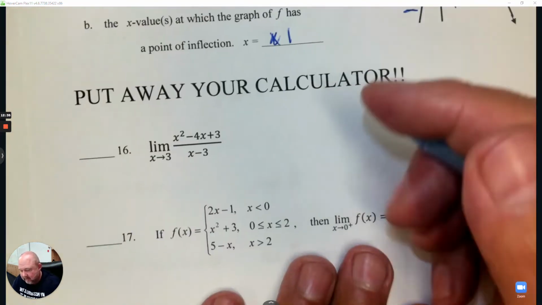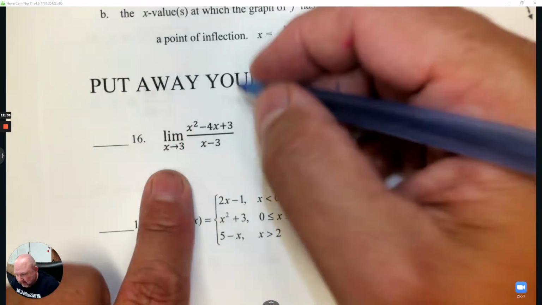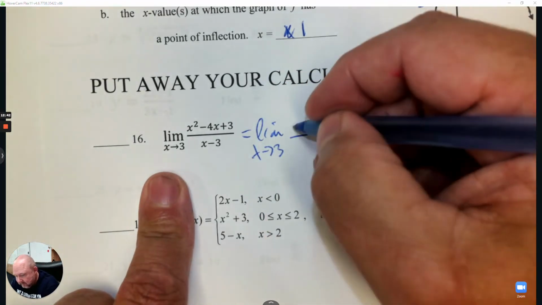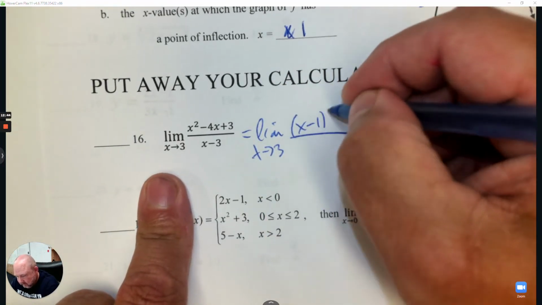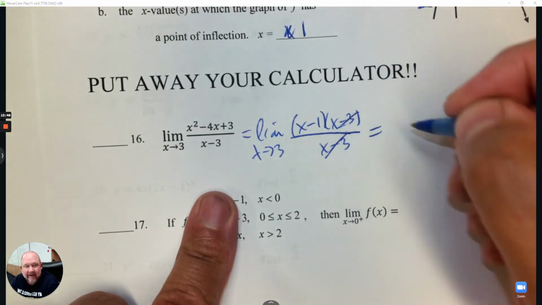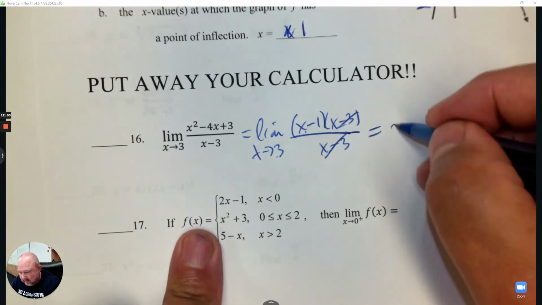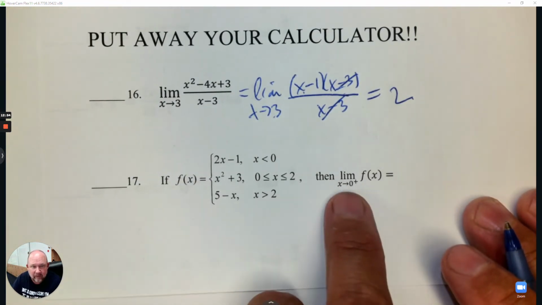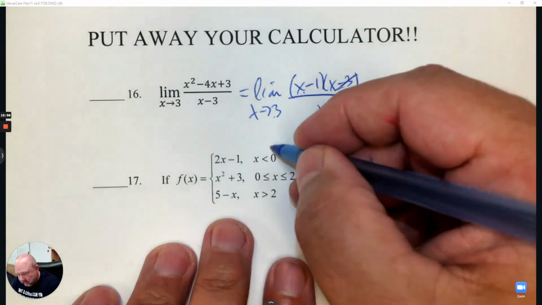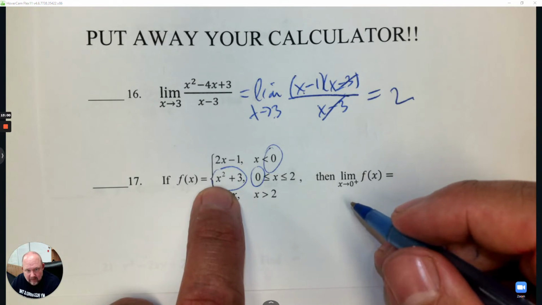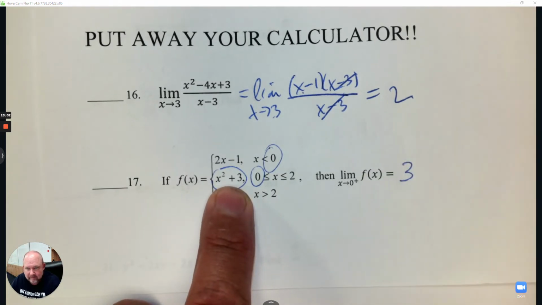All right, no calculator. How do I find a limit without a calculator? So we're going to factor. We're going to divide out and then plug in 3 and get the answer 2. Here, what's the limit at 0 from the right? So here's 0 to the right. So just plug it into the middle piece and the answer is 3.